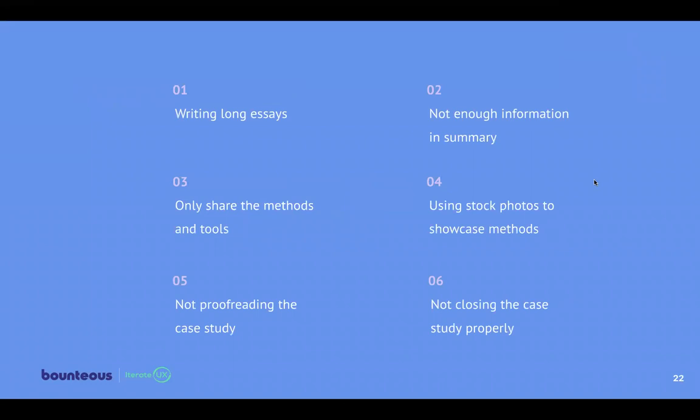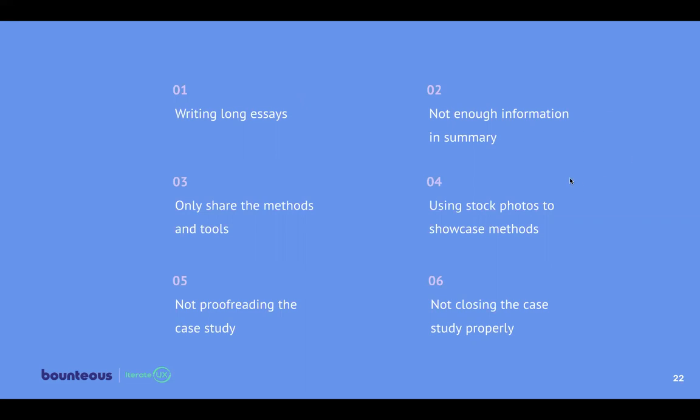Okay, so the common mistakes, as I have been reiterating during my entire presentation here: writing long essays. Interviewers and judges don't have time to read through everything. So never write long essays in your case studies.